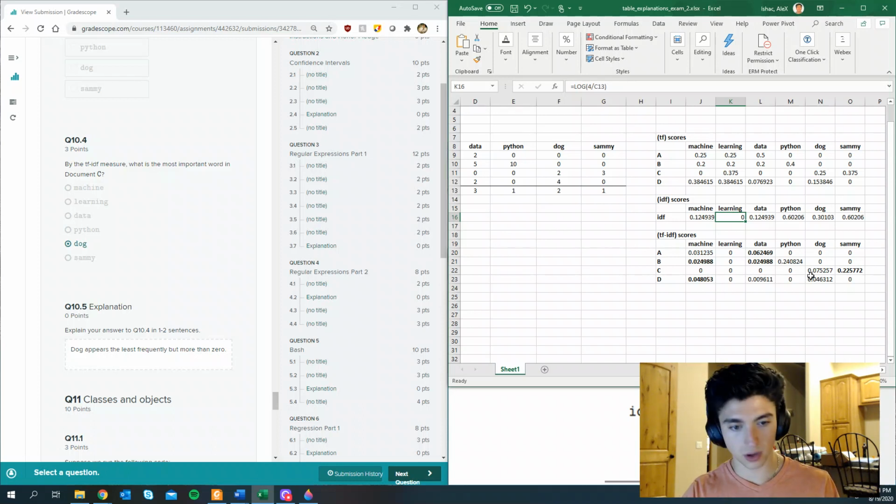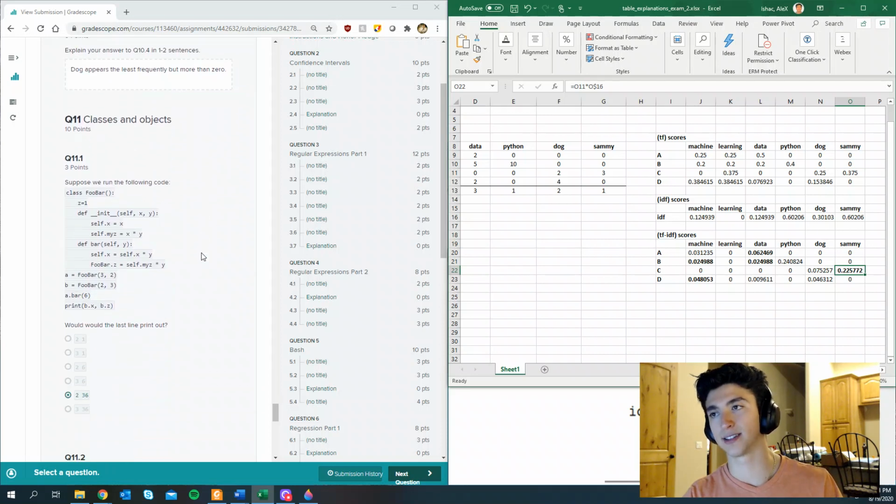Let me just make sure I'm looking at this right. Excuse me. We're not looking for the lowest. We're looking for the most significant word, right? In document C, and that actually happens to be rated at 0.225, which is the word SAMI. So that is actually why 10.4 is SAMI, not dog. Great. That should do it for the 10s.